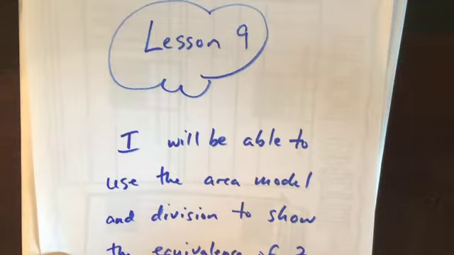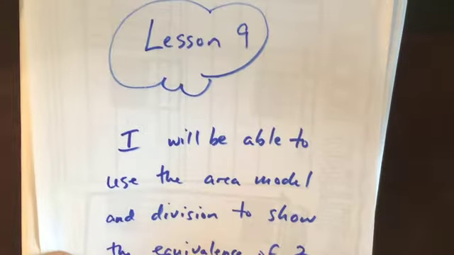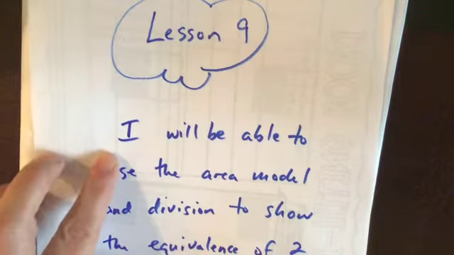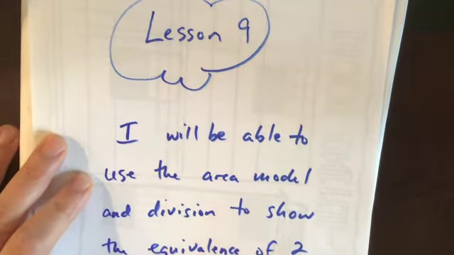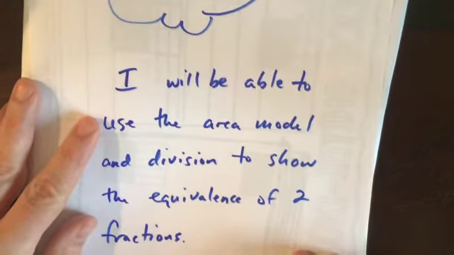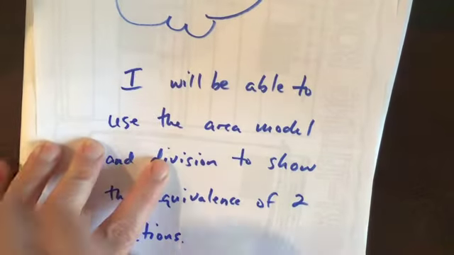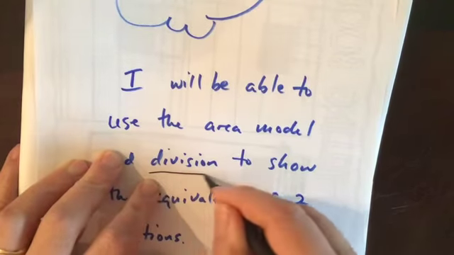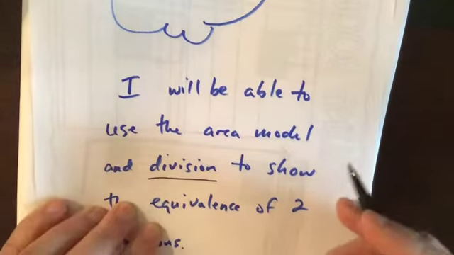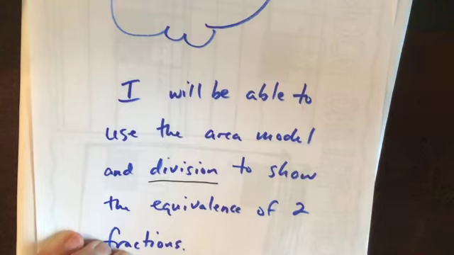Okay, this is Module 5, Lesson 9, and our learning objective today is I will be able to use the area model and division to show the equivalence of two fractions. Notice in this lesson, and I think in the next couple lessons, we're going to be using division here instead of multiplication to show the equivalence of two fractions.